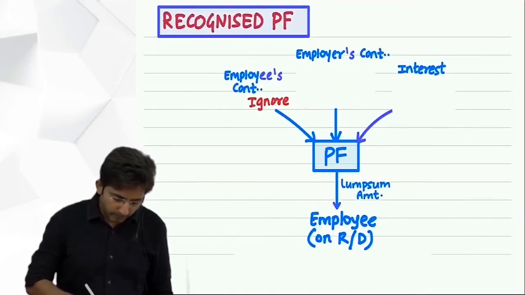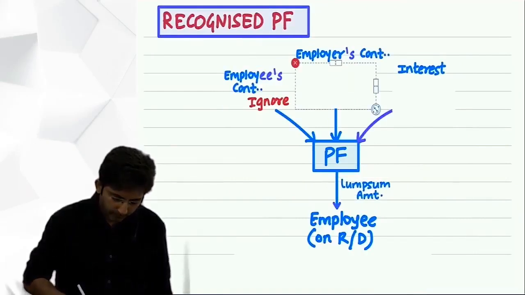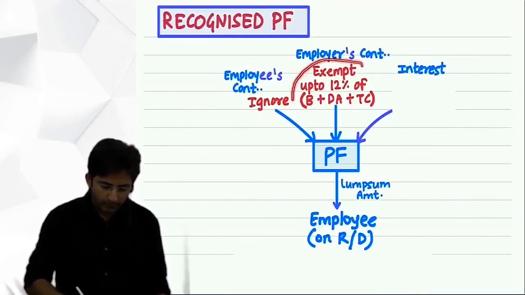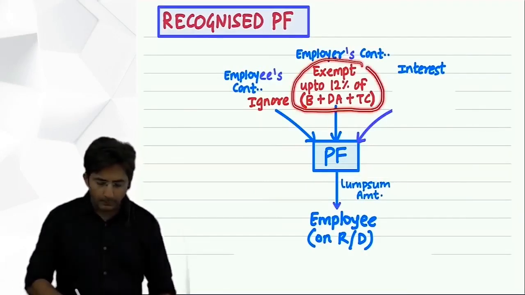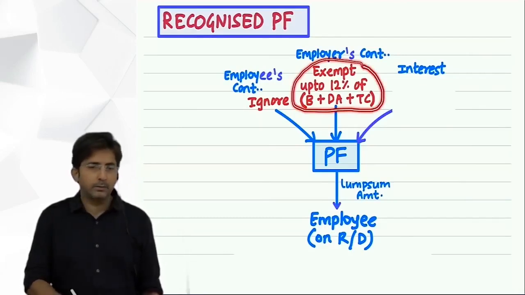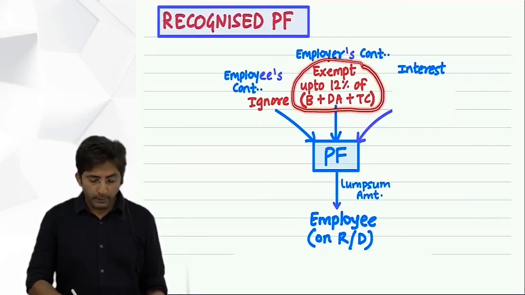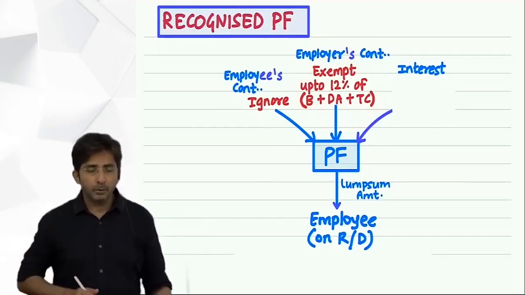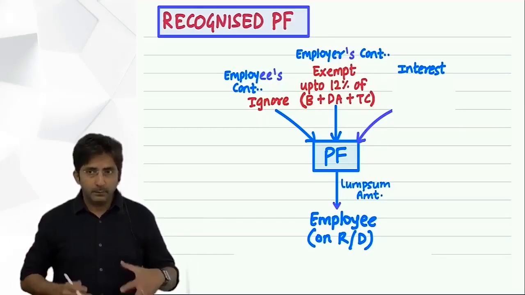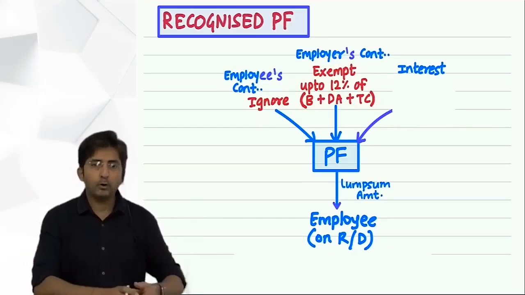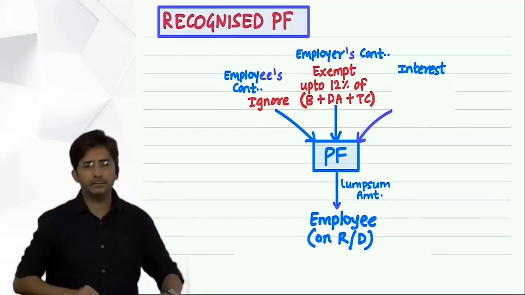For employer's contribution, there is a formula. It is exempt up to 12% of basic salary plus dearness allowance plus turnover commission. Now you will wonder why it is like this, 12% of something something. Because in real life, you know what happens? Whenever an employer contributes for you in provident fund, he will contribute as a percentage of your salary.